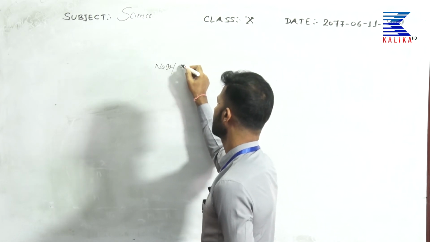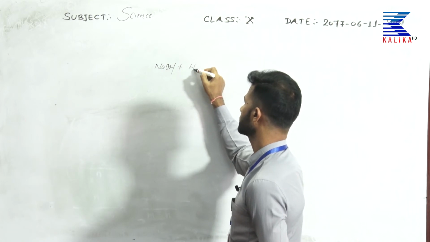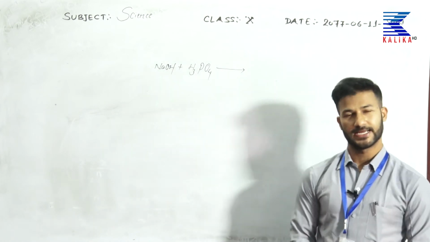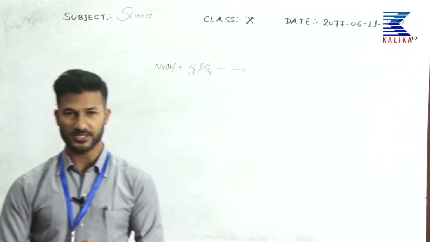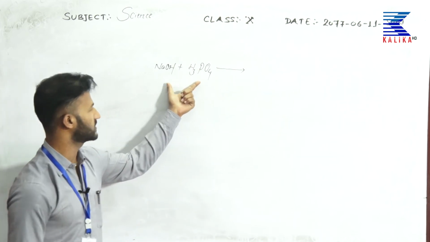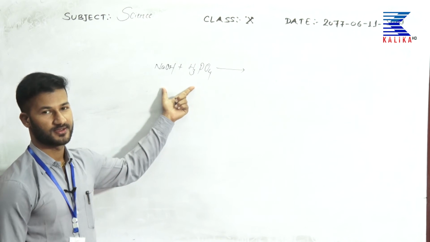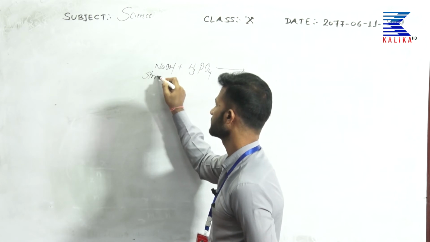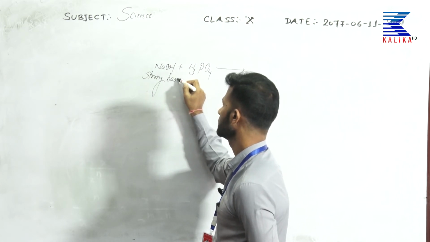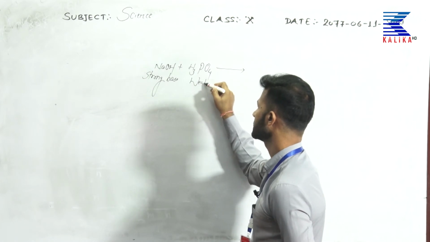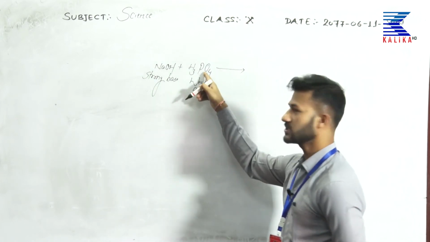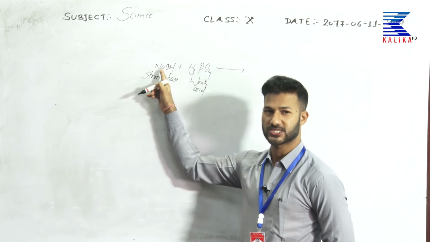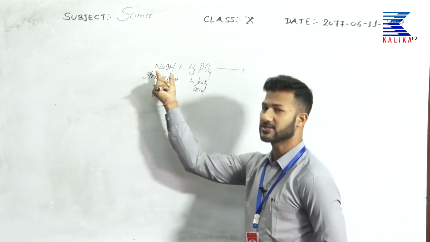NaOH plus H3PO4. Look at this chemical reaction. I talked about acid salt, normal salt and base salt. Now here comes something next. This is strong base. This is weak acid. This is phosphoric acid, and this is sodium hydroxide, one of the strongest bases. Means the strength of base is more.